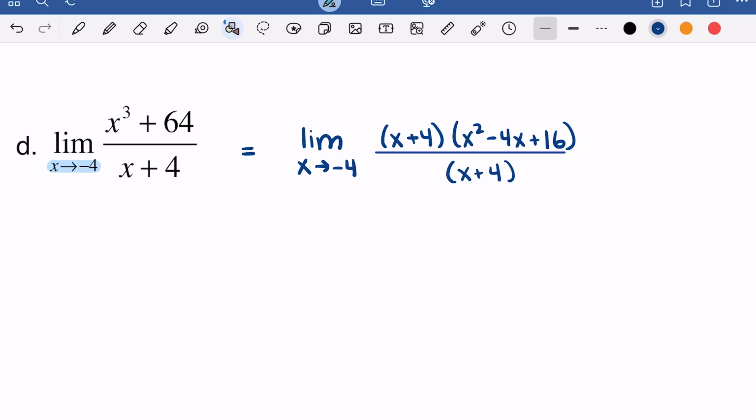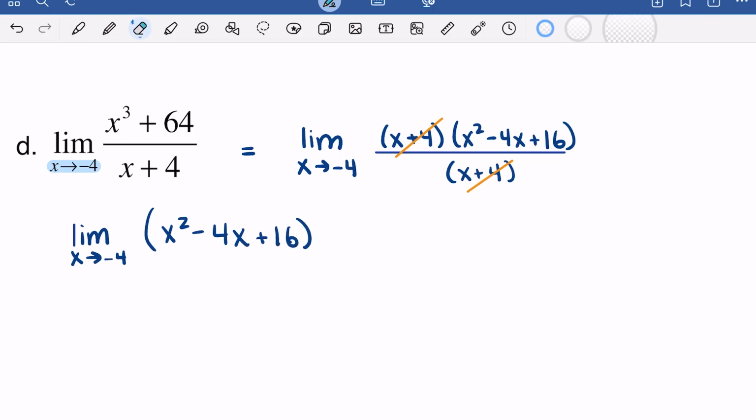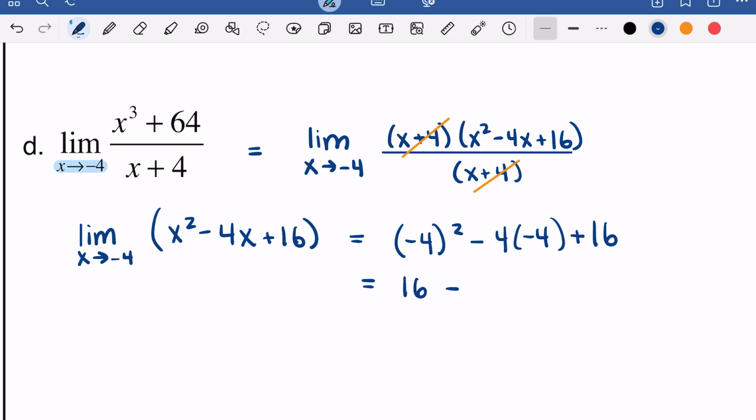So as you can see, our x plus 4's are going to cancel. And we're left with the limit as x approaches negative 4 of the polynomial x squared minus 4x plus 16, which I can now use the direct substitution method on. And that method gives me 16 plus 16 plus 16, which gives me a value of 48.